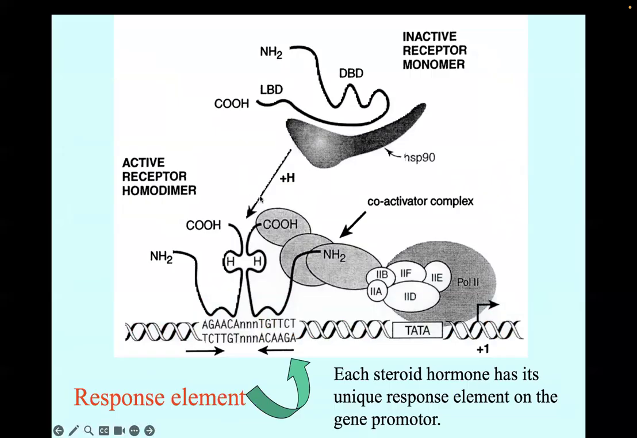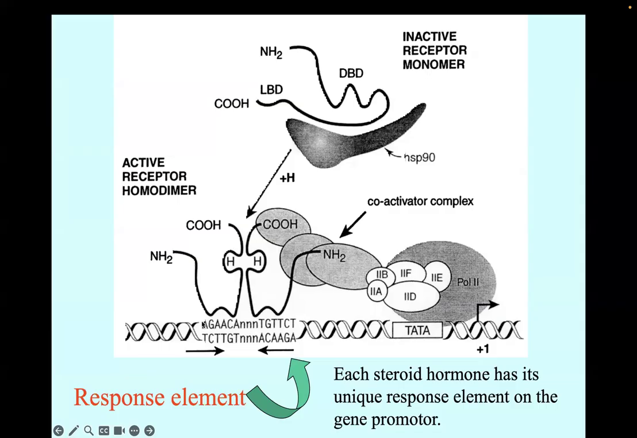So the dimer with the hormone bound recognizes its response element, which is unique for each hormone. The important thing is that if you look at this, these two subunits are identical. So the response elements for the steroid hormones are palindromic. And again, you should know that from biochem, right? You can see it here.